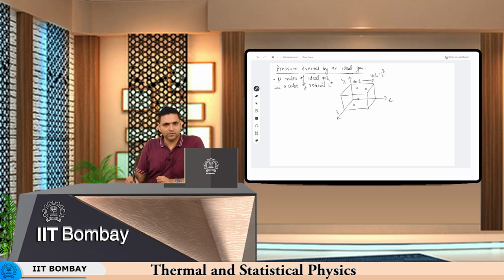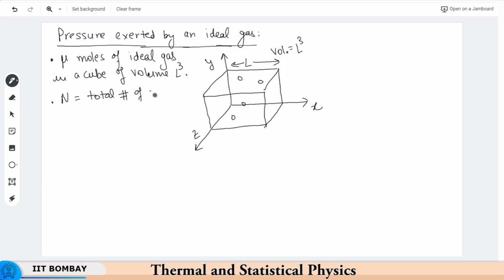That will be the volume, all right. And say these mu moles correspond to N, the total number of gas molecules. Let us define the number density by small n, which is nothing but the total number of gas molecules divided by the total volume. So, this is number density, right. And let us assume that the mass of one molecule is m, mass of a molecule.